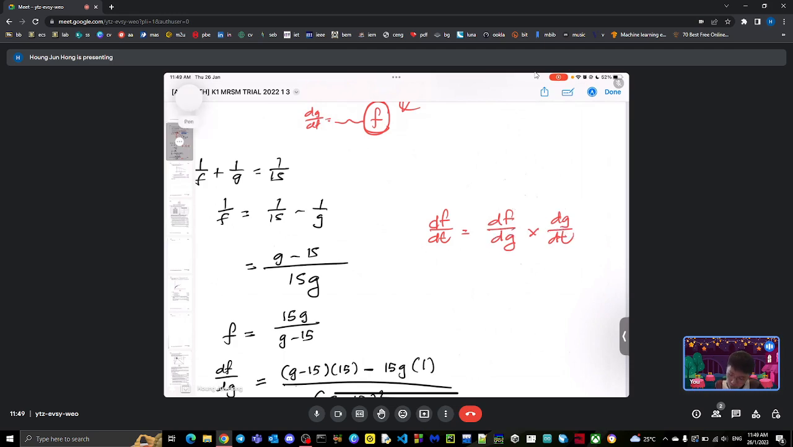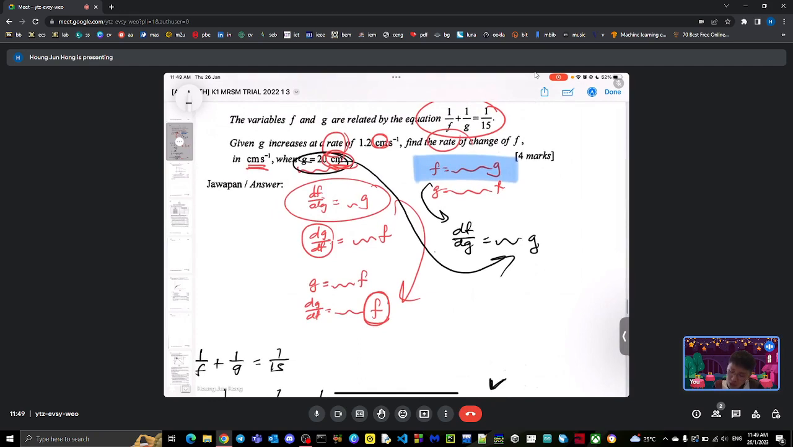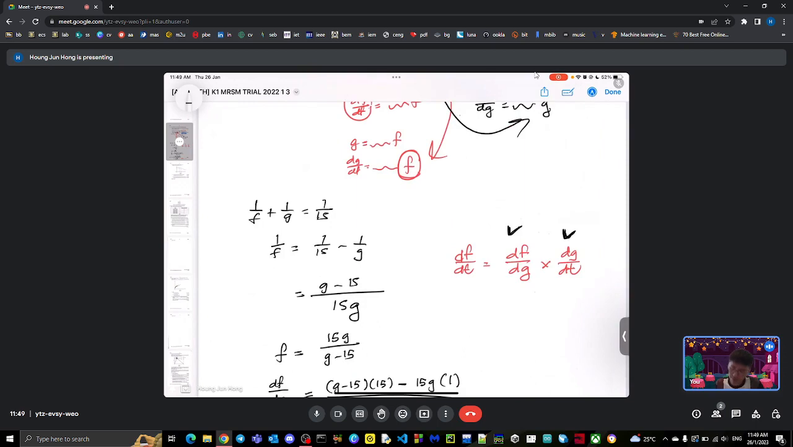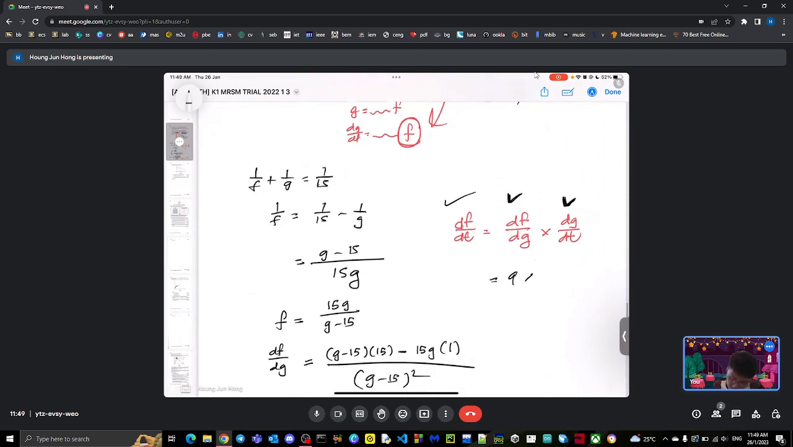So now we have the value of this. The question also gave the value of dg/dt, the rate of change of g, which is 1.2. So we have both values. Just multiply them. As simple as that. So minus 9 times 1.2.